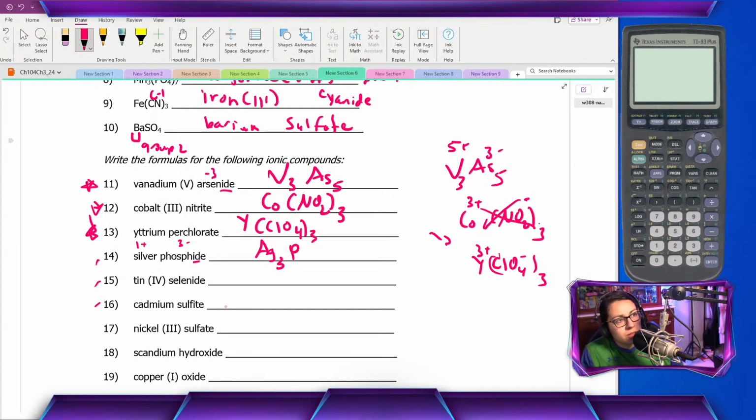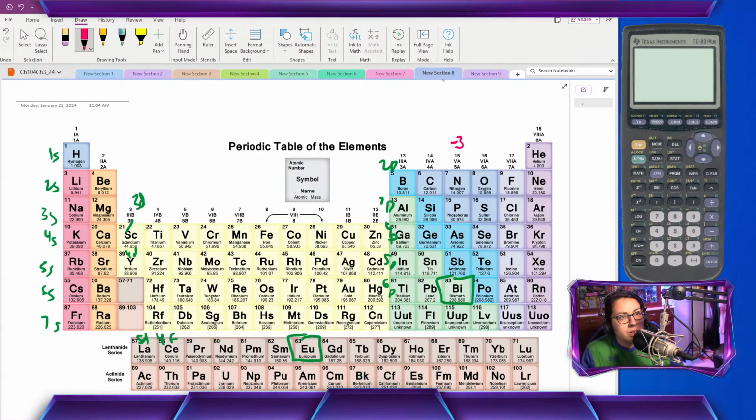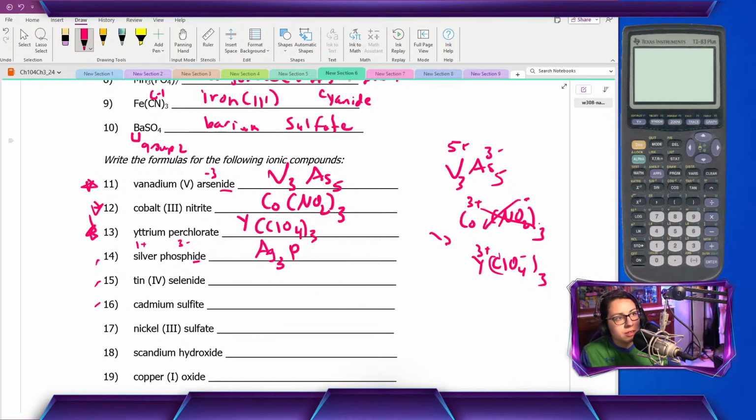And so now let's look at this one, tin 4 selenide. So selenide is under this group. So those are all -2 oxidation states. So we have 4 plus, -2. So we can see I need 2 selenides to balance out this tin. And, oh, yeah, I made a mistake. So tin is Sn and then Se2 there.